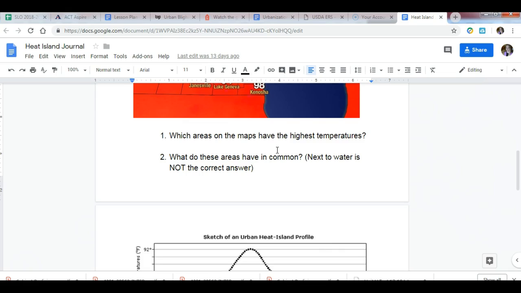All right, you can pass those sheets up to me, please. What I want you to do is get out your worksheet, the urbanization one from yesterday.